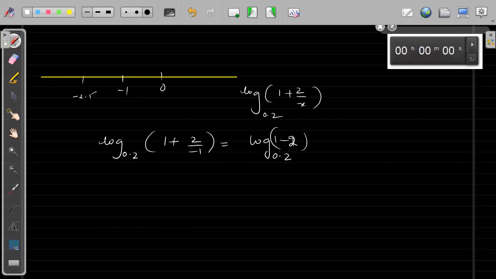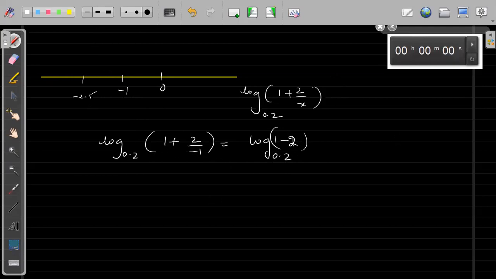Can this x take any value between minus 2.5? No. Why is that? Because now this will become negative. Yes, now it will become negative, right? Till which point will it become negative?